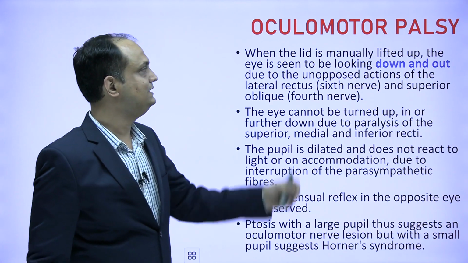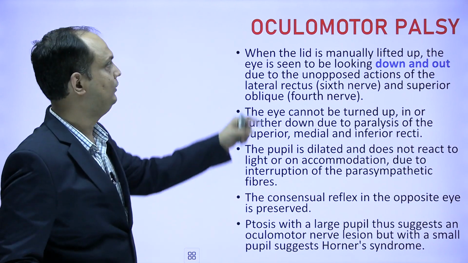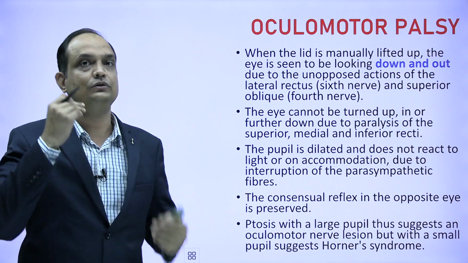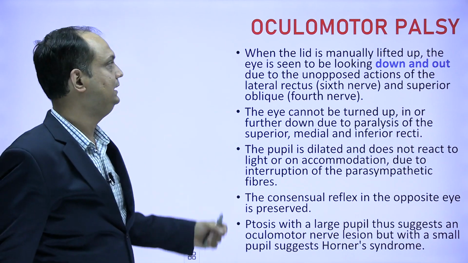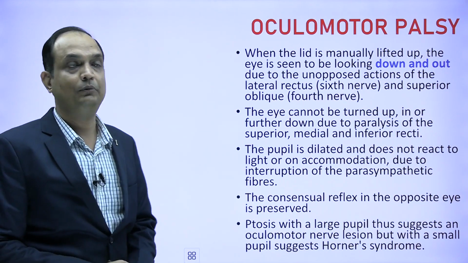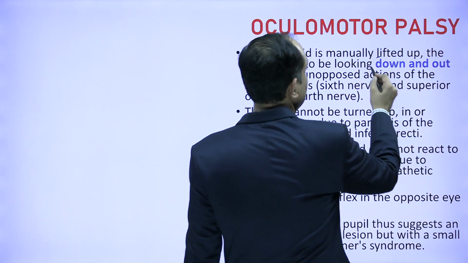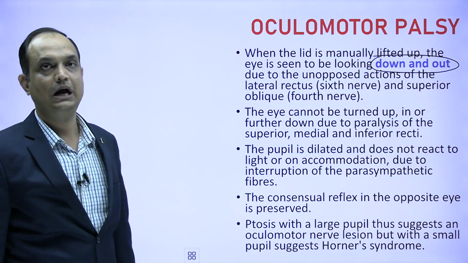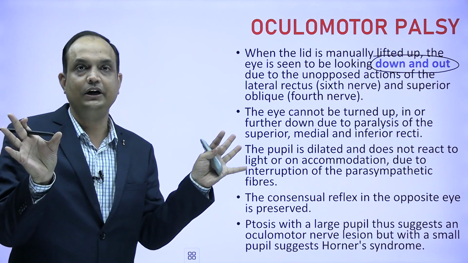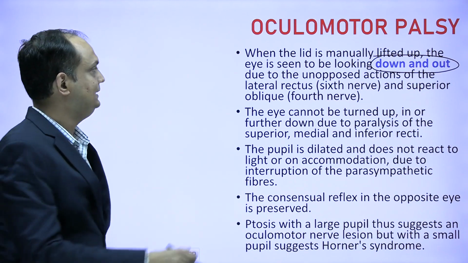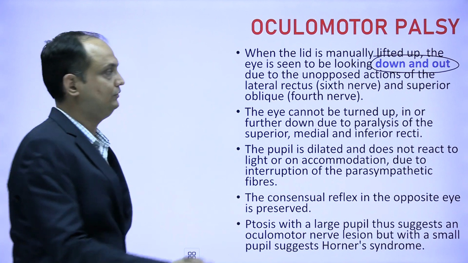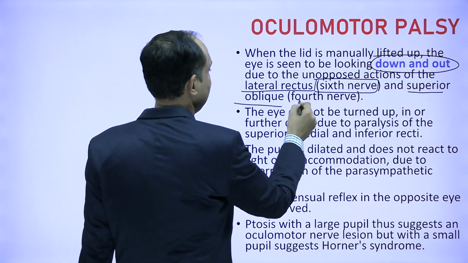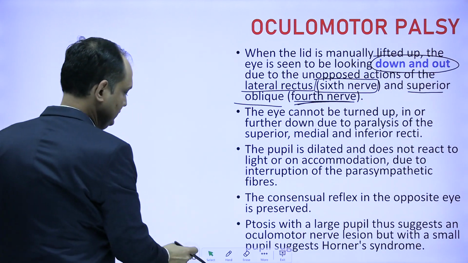Now, when the lid is manually lifted, the patient coming to you with oculomotor palsy has a ptosis. So you are manually lifting the upper eyelid, and when you see the eyeball, it is down and out. Now, this is the question for your exam: what is the position of the eyeball? The eyeball is outward rotated and downward. It occurs because of the unopposed action of the lateral rectus, which is supplied by the 6th nerve, and the superior oblique, which is supplied by the 4th nerve.